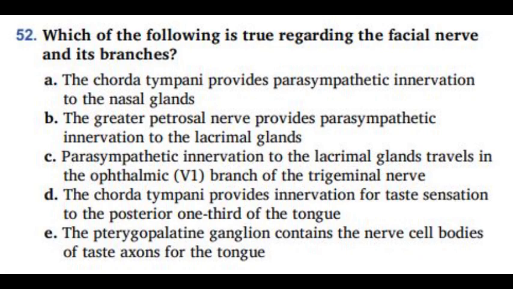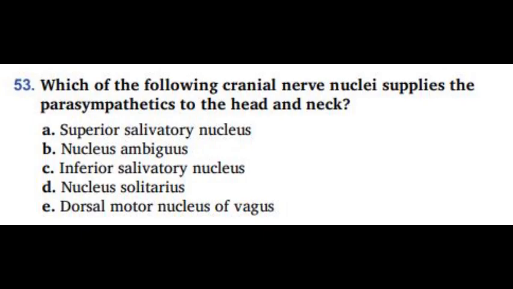So, question 53. Which of the following cranial nerve nuclei supplies the parasympathetics to the head and neck? So remember we just said it is the superior salivatory nucleus. So let's see. Option A, superior salivatory nucleus. So that is true. Option A is the answer.